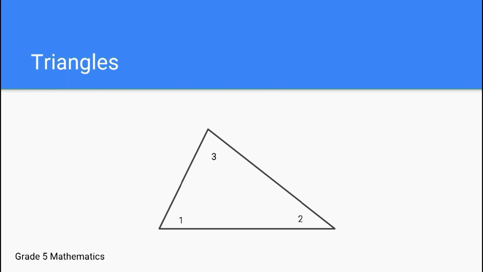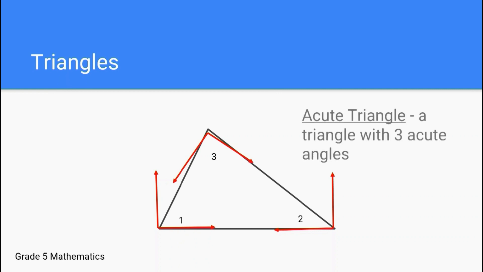What do you notice about the angles of this triangle? If we compare each angle to a right angle, then we'll see that all the angles, 1, 2, and 3, are all less than a right angle because all three angles are acute. This triangle is called an acute triangle.